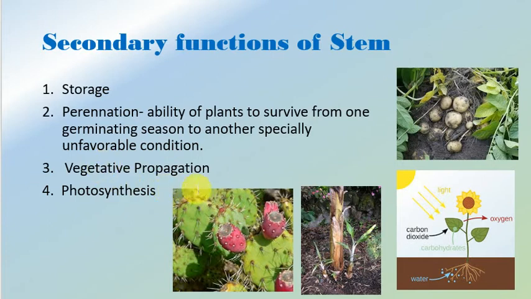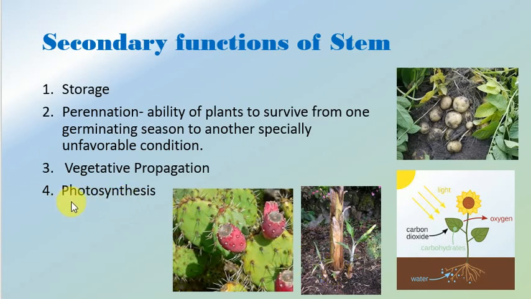Then the vegetative propagation, by means of corms and also by other structures. Here I have taken one example, and that is the banana plant. The banana plant produces suckers at the base, and these are also stem portions, and by the production of suckers, a banana plant does vegetative propagation.